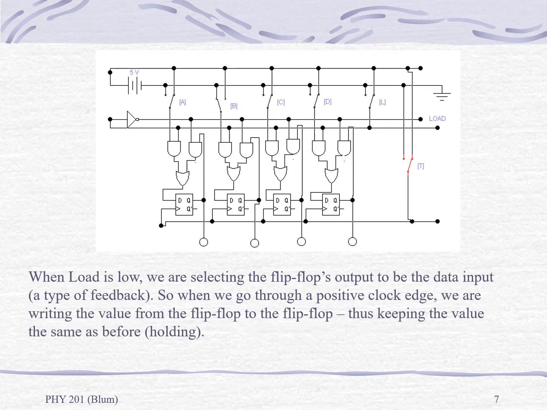The other situation is when the load input is low. Then we are choosing the flip-flop's output to be the data input of the flip-flop as well. This is a type of feedback. Again, we have to go through a positive edge on the T input, so we'll make T go back and forth, through a full cycle.